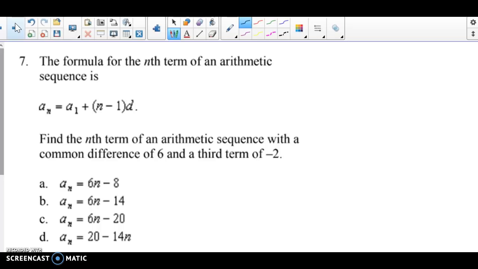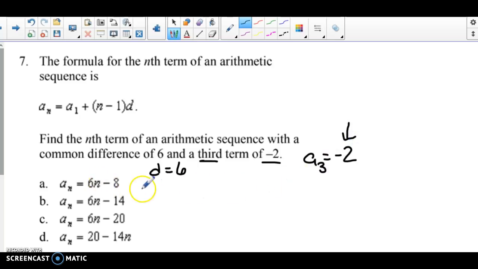All right, you're given a formula here for a sequence, and they tell you that it's arithmetic. It's a common difference, so d is equal to 6. The third term, a sub 3, is equal to -2. So all we're doing is plugging in something that we know into each one of these, and we're going to see if we get -2.